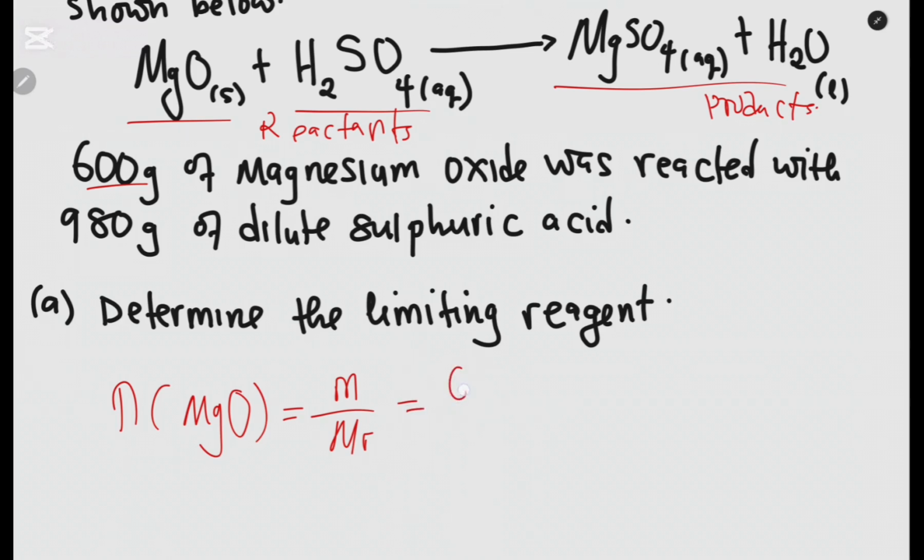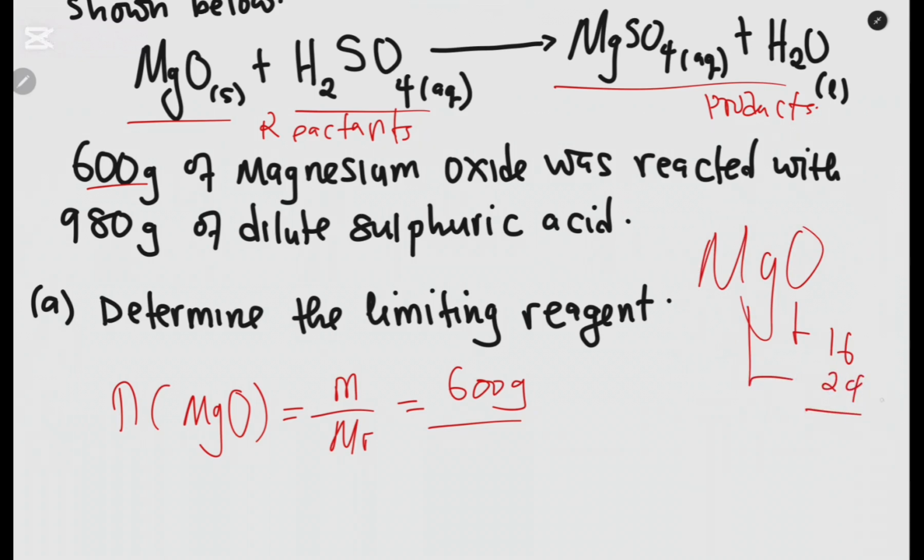In this case, the mass given is 600 gram, divided by the molar mass of magnesium oxide. For magnesium oxide, the molar mass is oxygen 16, then of course 24 for magnesium. Then you add them, it gives you 40. So 40 gram per mole. If we were to cancel here, what are you going to find? 600 divided by 40 gives me 15 mole. So the number of moles of magnesium oxide is 15 mole.